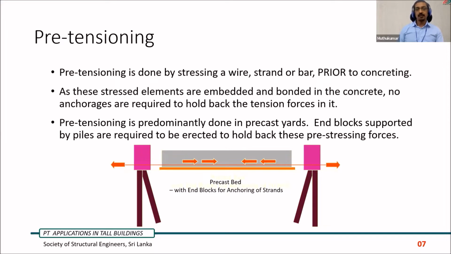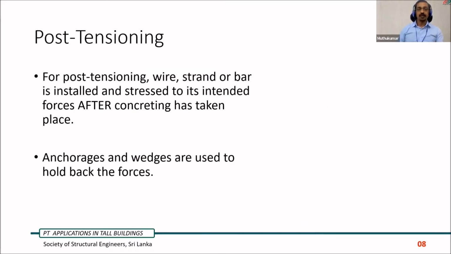Pre-tensioning is done prior to concrete casting in the member. The forces are held by the anchors, end anchor supports and end blocks, and these are anchored back through piles. This is normally done in precast yards. This type of application is normally used in railway sleepers as well as in buildings where there are identical floor levels. When the members are going to be identically used, pre-tensioning can be used.